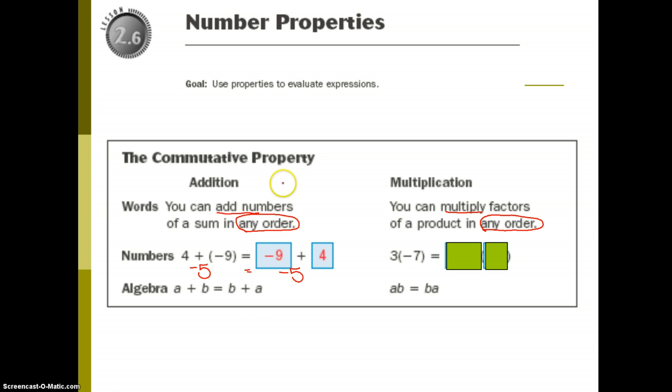So again, you can add, like 5 plus 2 equals 7, which is the same thing as 2 plus 5. Does not matter the order, you can add in any order. Same with multiplication. 3 times negative 7 is negative 21. Or if negative 7 is first and then multiply by 3, it's still negative 21. So you can switch the numbers around and it'll have the same answer.